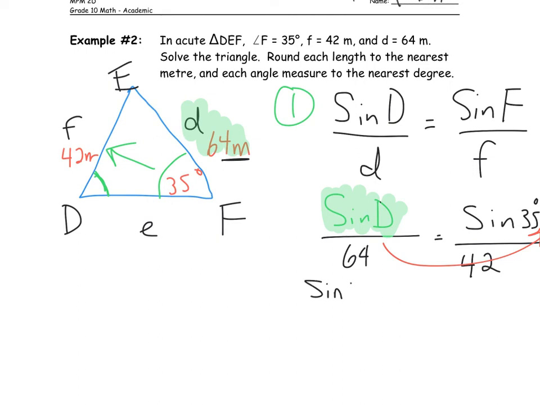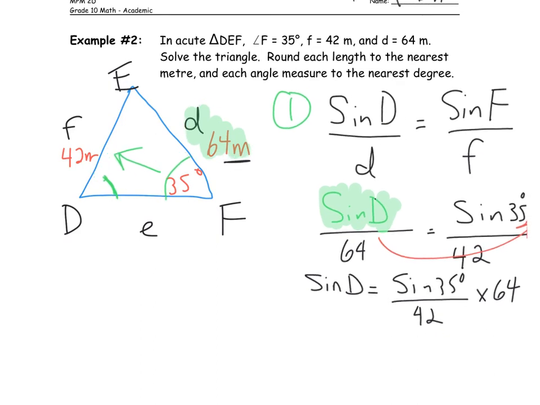So now the sine of angle D is going to be equal to sine 35 degrees divided by 42 and then times 64. But the difference here is that when I go ahead and substitute all of this information in my calculator, it doesn't give me angle D. It gives me the sine of angle D. So I'm going to take one extra step and just actually find the value of that. I'm going to make this a little bit smaller.